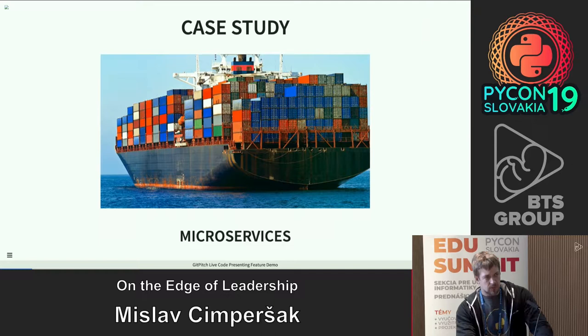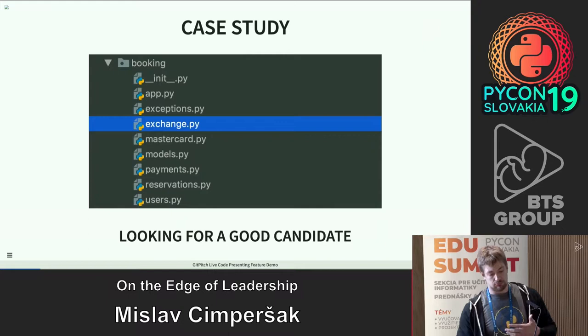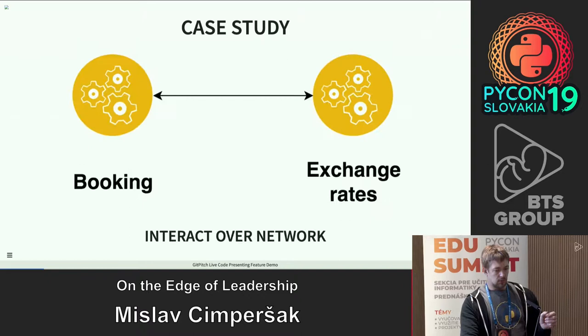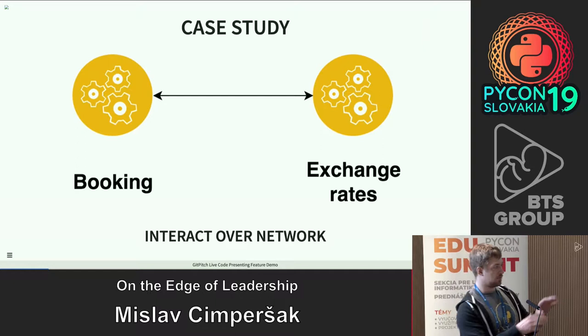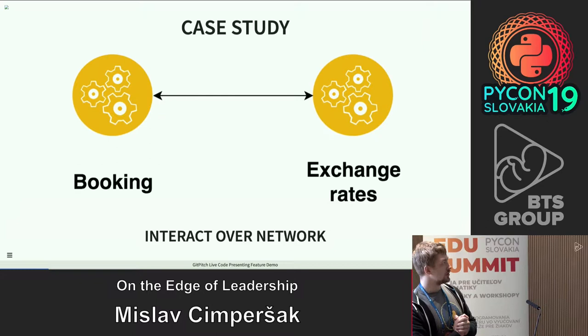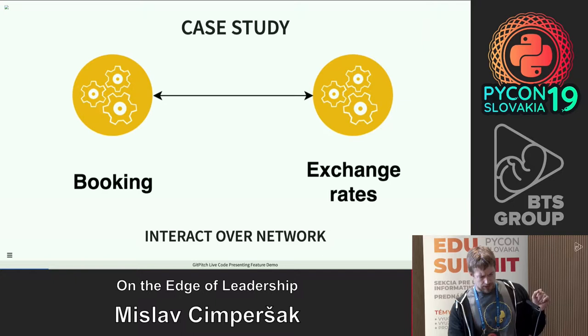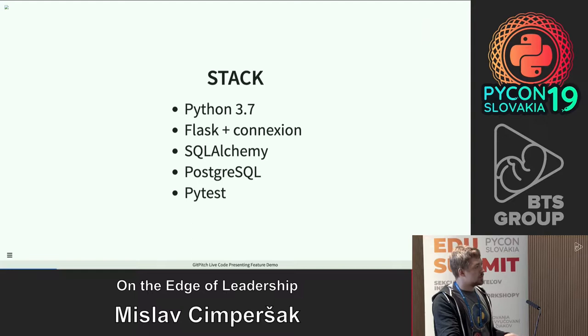So when you want to move to microservices, you usually look for some part of your code that could be extracted. And in our case, it's exchange rates. So when you separate something, you will have some network calls between two applications. So we have booking and we have this beautiful, nice exchange rates application and they interact over network. We work with Python 3.7, we use Flask and Connexion, SQLAlchemy, Postgres, and PyTest.